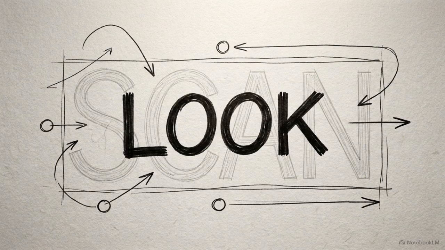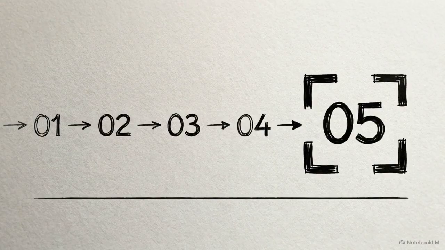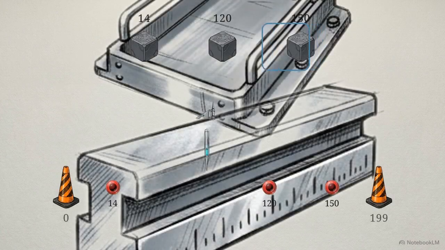This is the problem the LOOK algorithm was designed to solve. It operates as a direct, optimized evolution of SCAN. The core rule of this algorithm is in the name. Before moving, the system looks ahead into the data queue to locate the final requested cylinder in its current direction of travel. Once the read-write head reaches that final node, it halts. It does not continue to the edge. Instead, it instantly reverses direction.